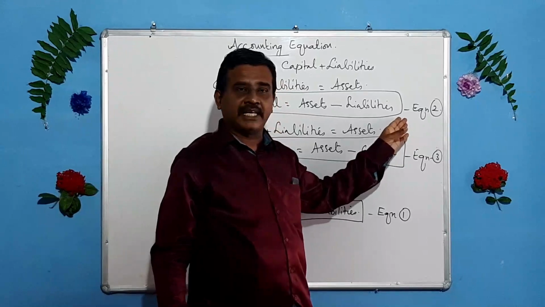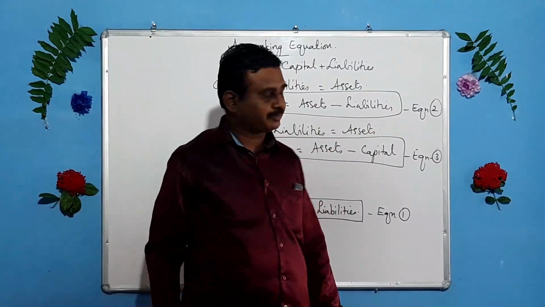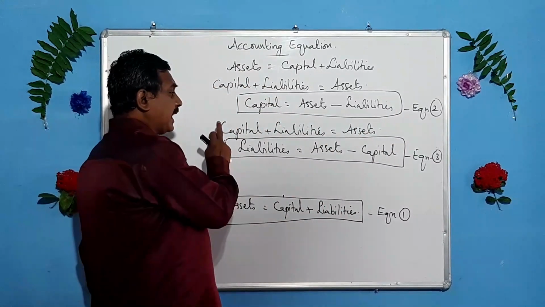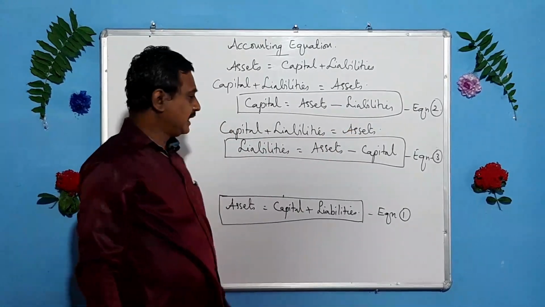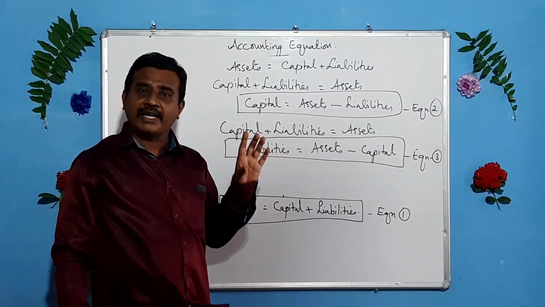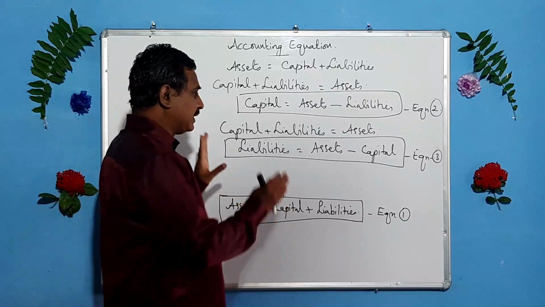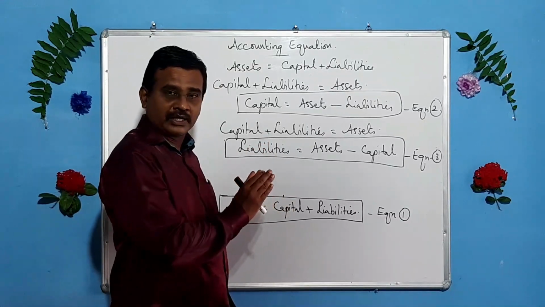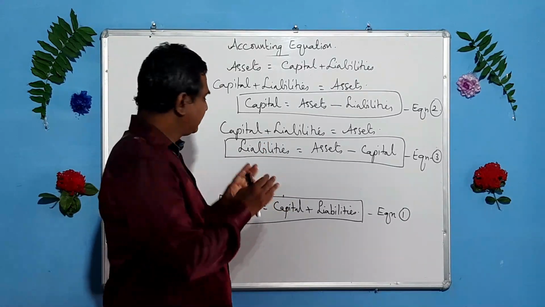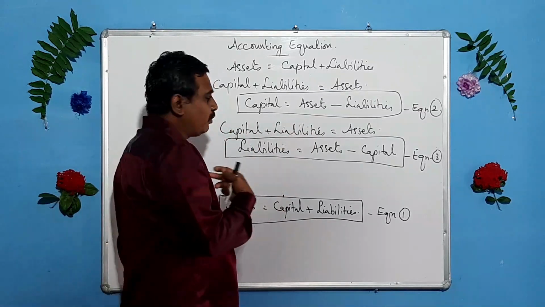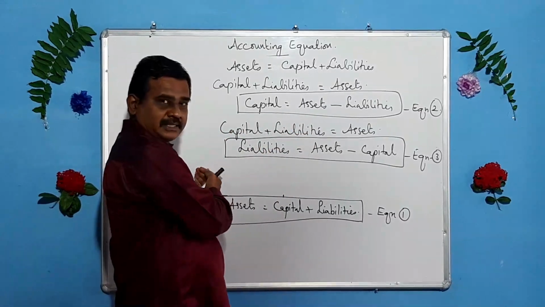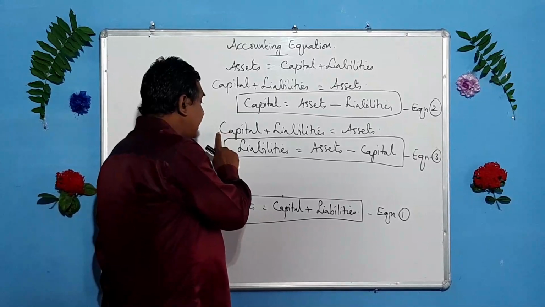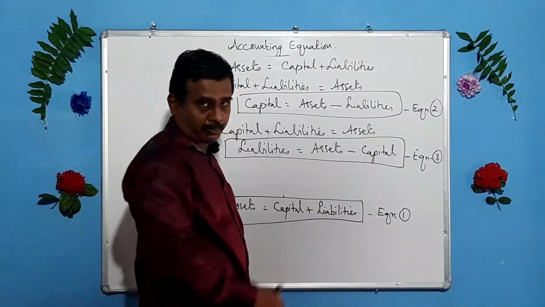And let us take this equation as a second equation. Now, capital plus liabilities is equal to assets. Suppose they ask you to find out liabilities, what to do? The same procedure should be followed. Do not think of it as complicated, it is easy. We want liabilities. Take these liabilities to this side and take the capital to the opposite side.